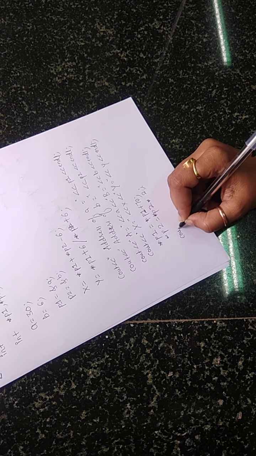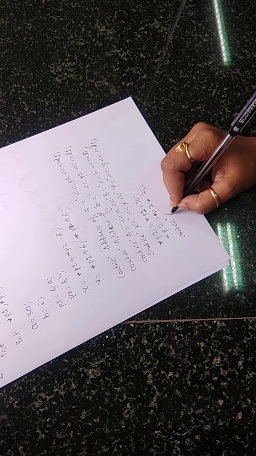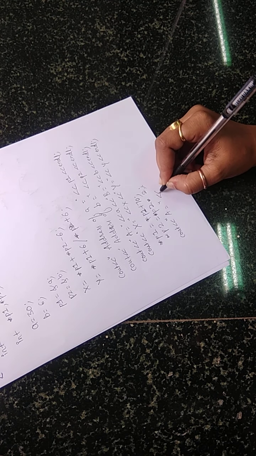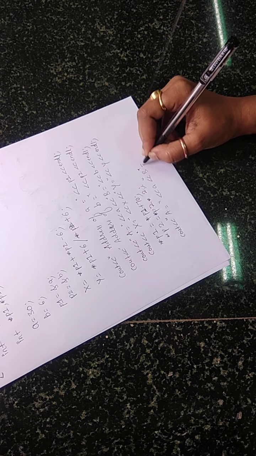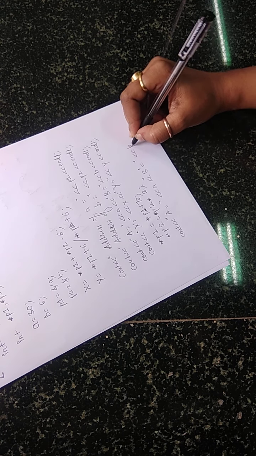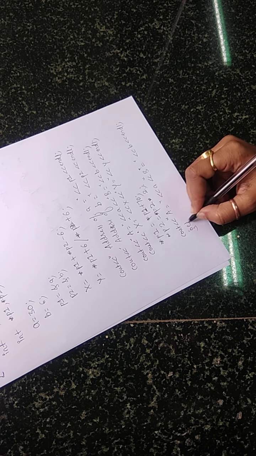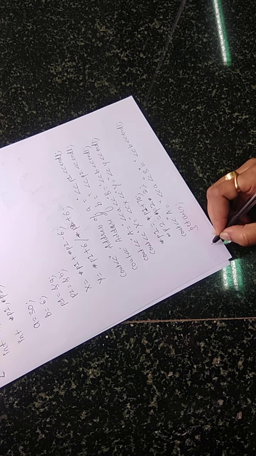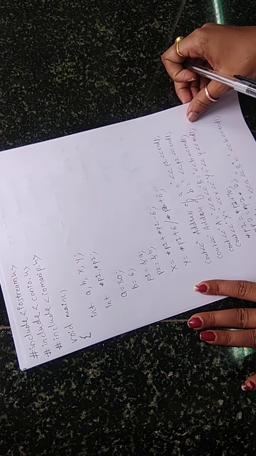Now I'll print the values. Cout, I am printing the value of A. A is equal to A, B is equal to B and endl. Now I'll close the program, getch and close the parenthesis. Close the brace. So this is the code we have written.